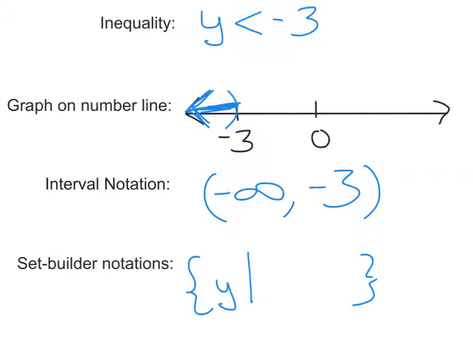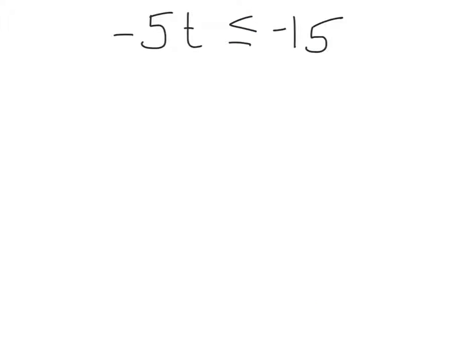For our set builder notation, this is the set of all y's such that y is less than negative 3. Obviously, since we have y's, you put a y in the first one, to tell us it's a set of y values, whatever y is representing. So those are the four different ways you can write your answer. That's kind of the end of once you solve an inequality. So let's actually solve an inequality here.